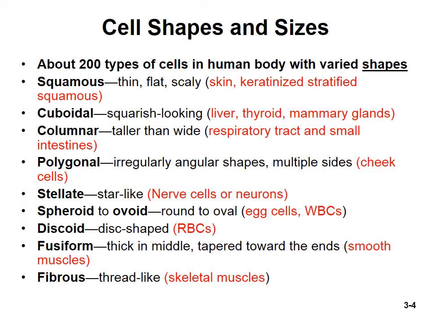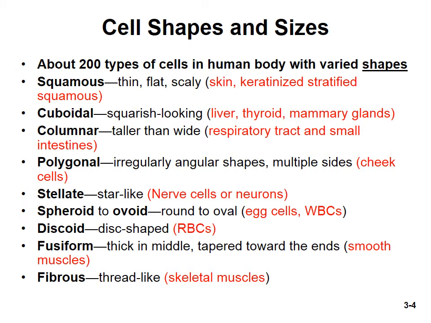Polygonal cells are irregular shaped cells with multiple sides. I put the example of cheek cells because in biology 103, students often do an experiment where they take a sample of their cheek cells, stain it, and observe it under the microscope, and they are irregularly shaped cells. Stellate is star-like. Your nerve cells or the nerve fiber, of course, would fall under this category. The little projections that you see coming off of the stellate cell in your textbook on page 77 are called dendrites. Spheroid to ovoid, they're round to oval, your egg cells and your white blood cells. Your discoid, which are disc-shaped cells, are your red blood cells.